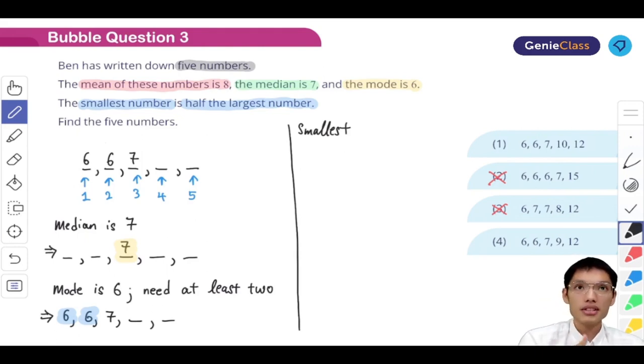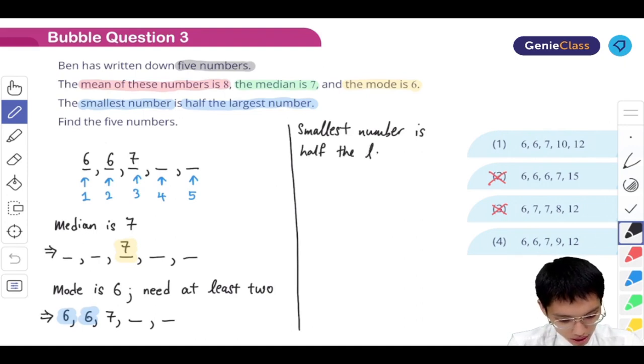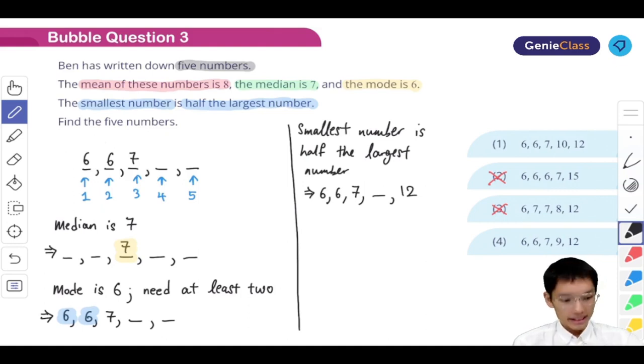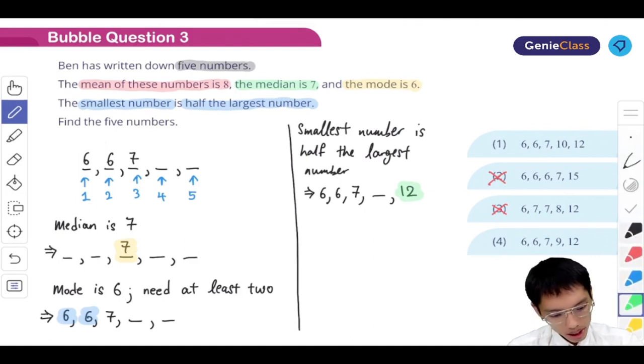So if the smallest number is 6, and that is half of the largest number, the largest number has to be, let me just write it down, double that. So therefore, we know 6, 6, 7, dash, 12. That is what we have because the smallest is half of the largest number. This fits in as 12. Now you realize this still covers options 1 and 4.